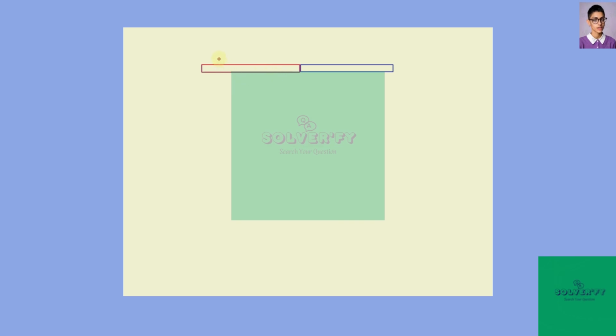Hello students, here a copper rod and a silver rod are connected in series like this, and they both have the same length, that is L. Copper rod having the length L and the silver rod also having the length L, and they both have the same area of cross section A, and the copper being the hottest temperature and the silver being the coldest end.